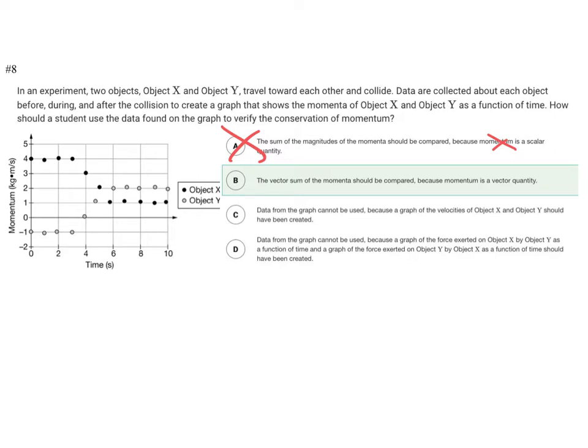Data from the graph cannot be used because the graph of the velocities of the objects X and Y should have been created. That's kind of goofy, right? I mean, we're trying to conserve momentum, so a graph of momentum would be the right way to go. Data from the graph cannot be used because a graph of the force exerted on object X by Y as a function of time and a graph of the force exerted on Y by X as a function of time should have been created. And there's a couple of things. One, while the force as a function of time does get us change in momentum, by plotting both of these, we know those will be opposite and equal, and so this isn't going to be it either. So our only remaining answer was the original candidate, so we would go with that.